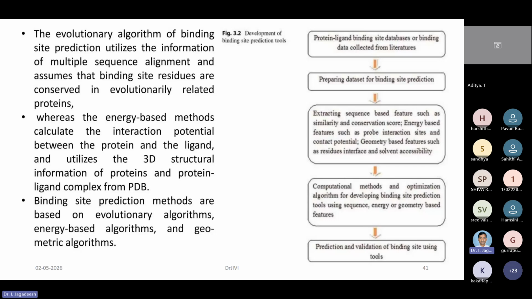Computational methods and optimization algorithms for developing binding site prediction tools use the sequence, energy and geometry-based features and finalize which moiety among those we have selected is going to fit in the pocket. So the prediction and validation of the binding site using these tools will help us to design a drug without any failure. And if we go to the lab also, it is going to work in the near future. That is what we are doing in CADD. We want to fail the molecule in the first stage so that we will avoid wastage.